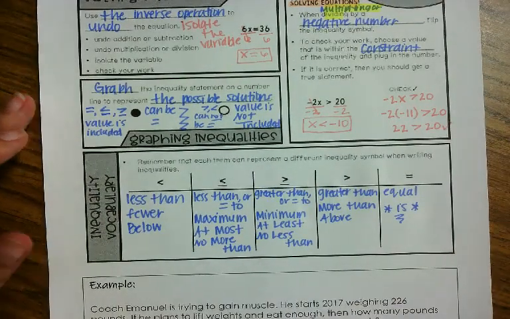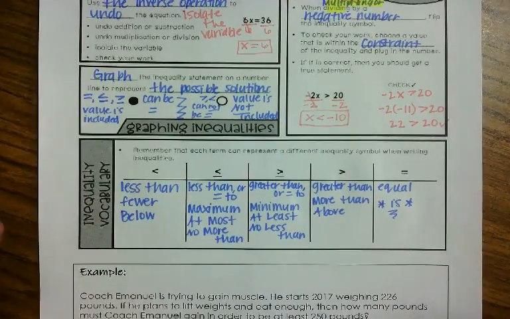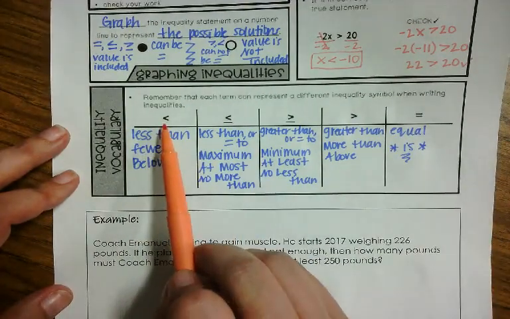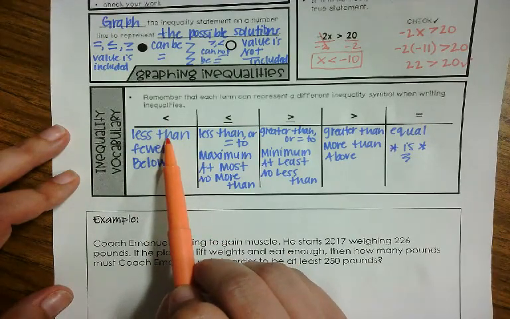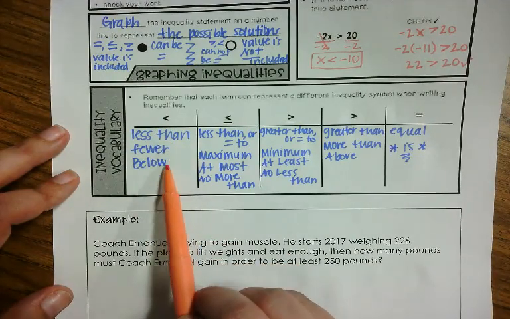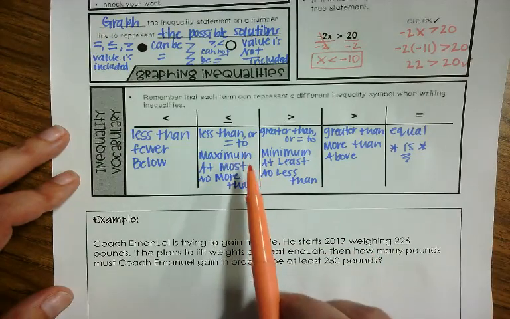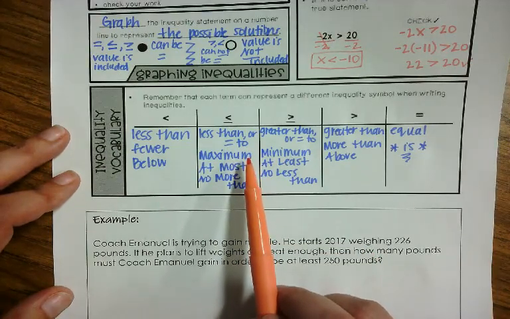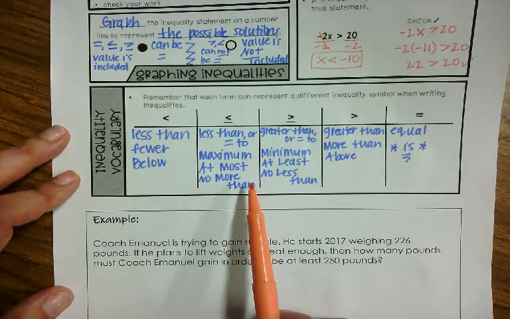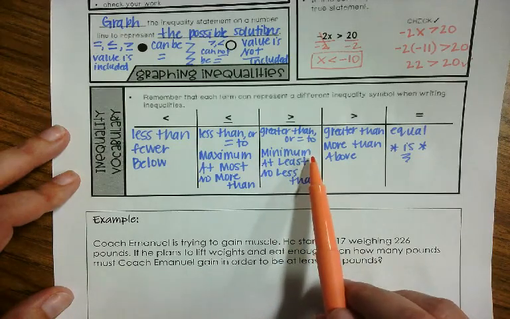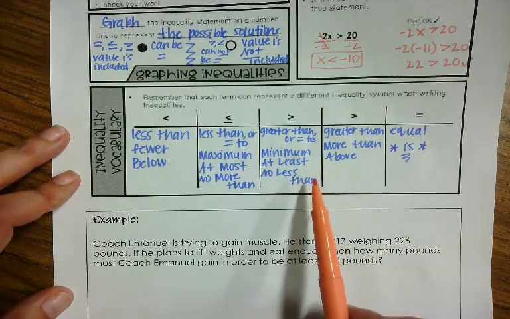Some other things that are really important to remember about inequalities are the vocabulary words that you're going to see associated with the different inequality symbols. So our first symbol is the less than symbol. Some other words you might see are fewer or below. Those would also mean less than. Our next symbol is our less than or equal to symbol. You might also see maximum, at most, or no more than. For greater than or equal to, you might see minimum, at least, or no less than.